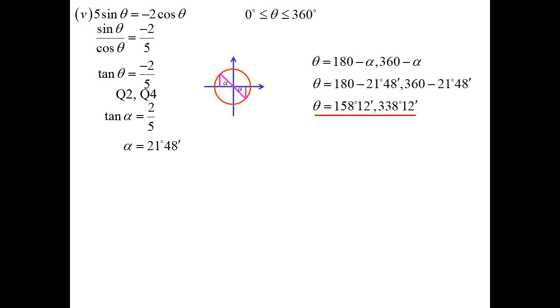So tan's negative, we're in the second or the fourth quadrant. There's the acute angle, putting it all together. 158.12, 338.12.